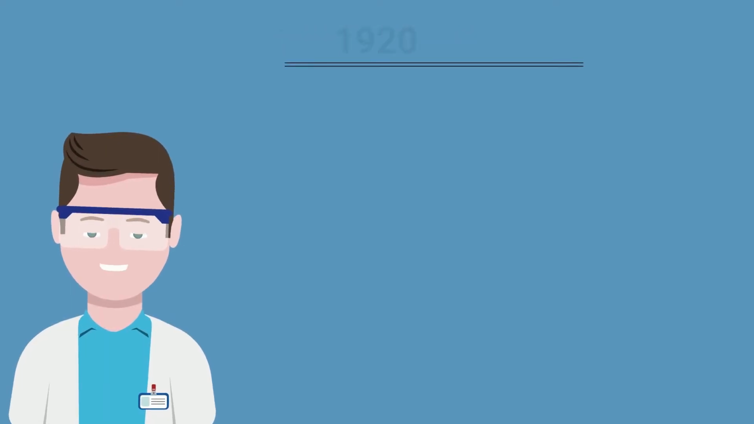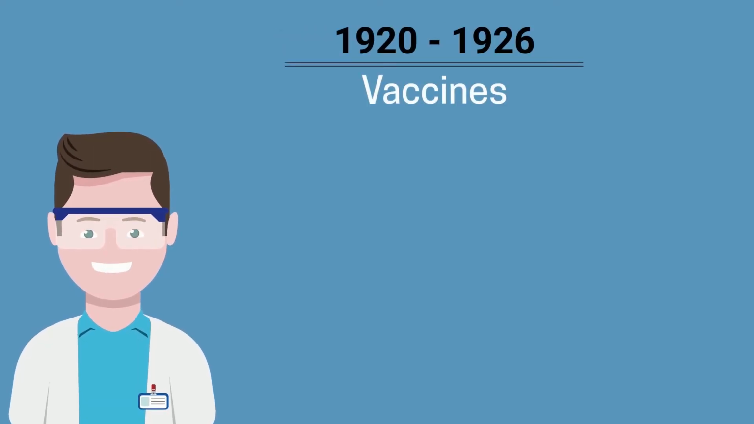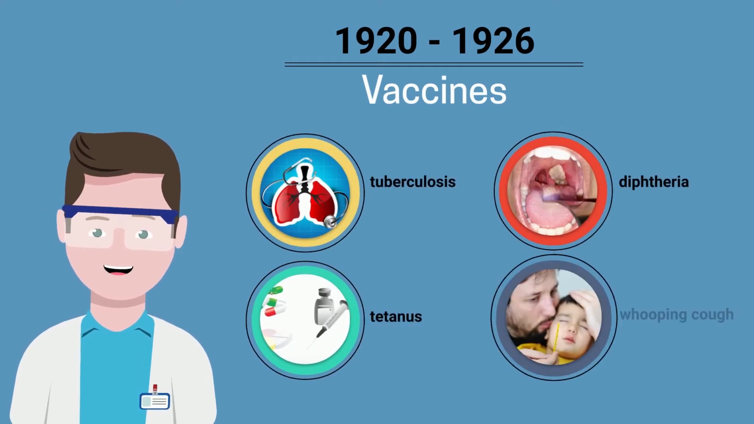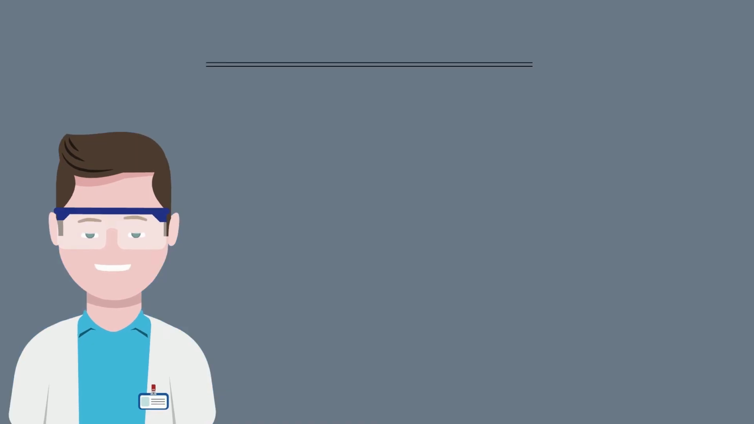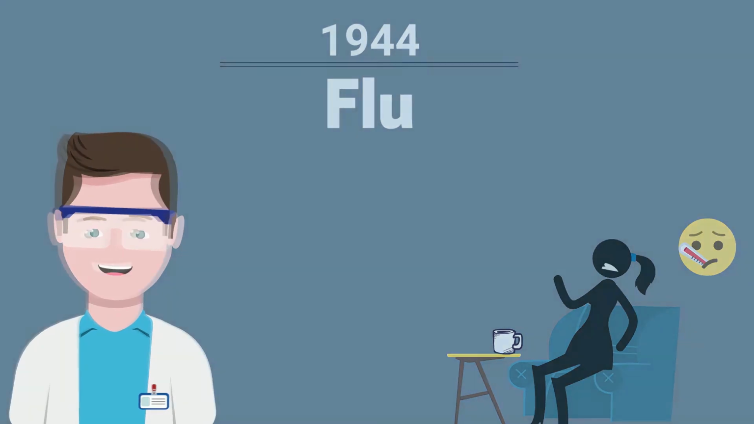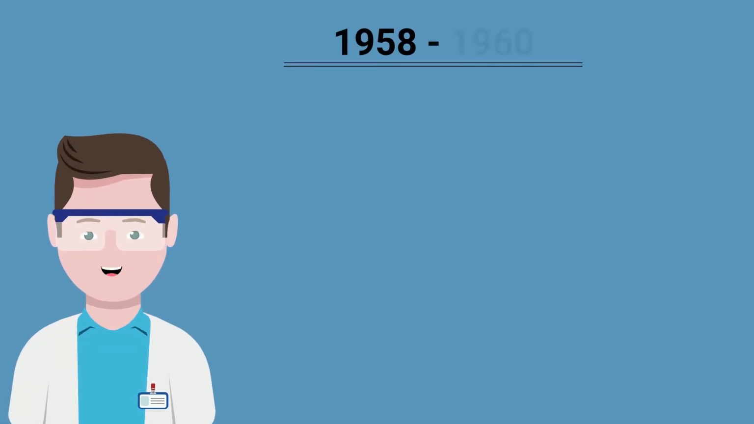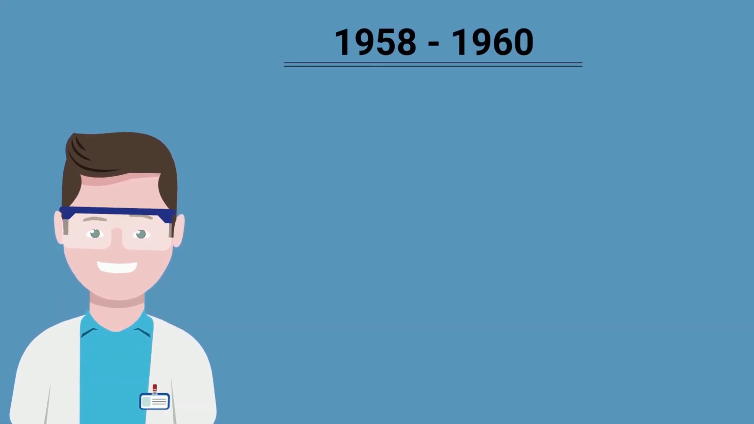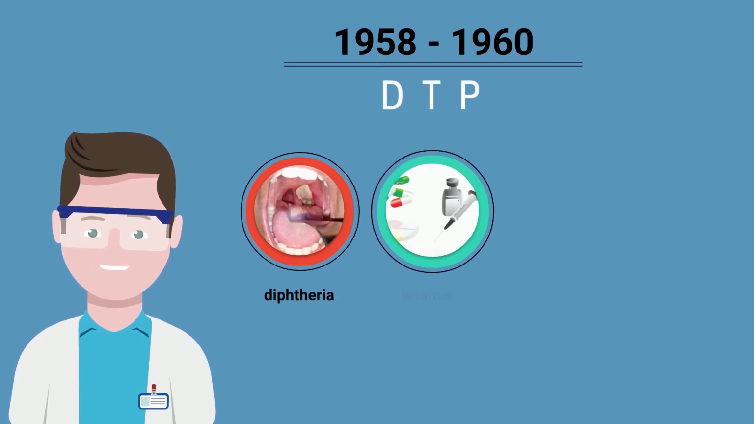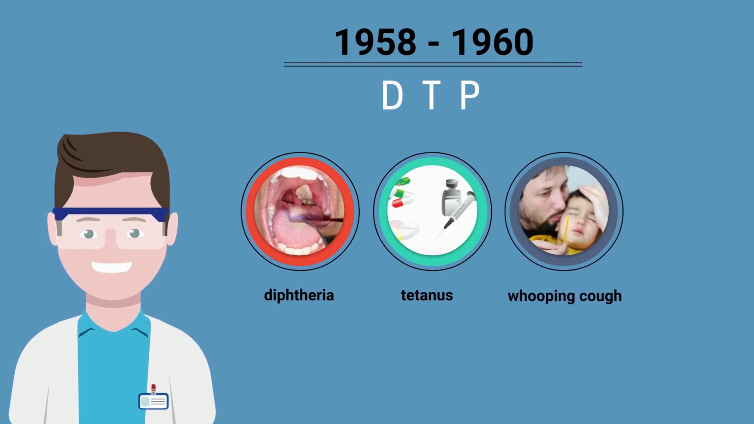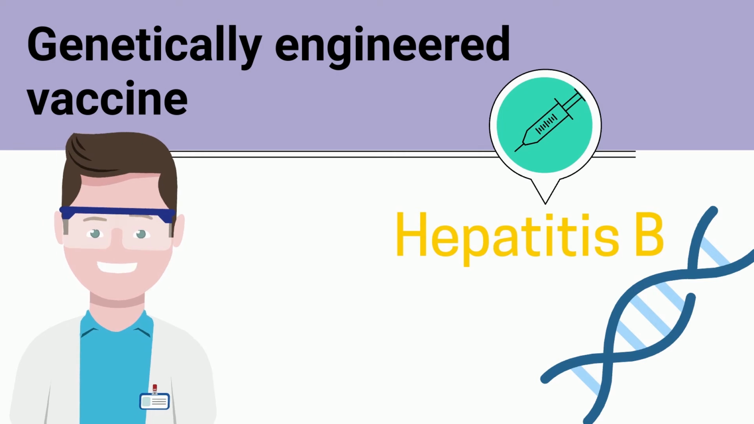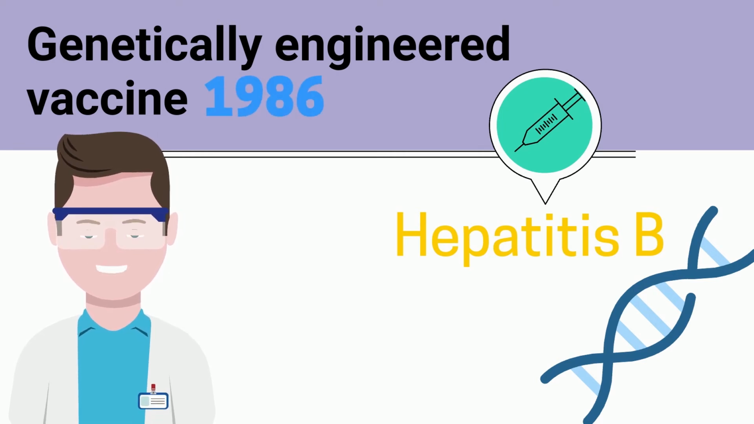Between 1920 and 1926, tuberculosis, diphtheria, tetanus, and whooping cough vaccines were developed. In 1944, the first vaccine against the flu was finalized. From 1958 to 1960, the first combination vaccines were adopted, DTP: diphtheria, tetanus, whooping cough. The first genetically engineered vaccine, hepatitis B, was created in 1986.